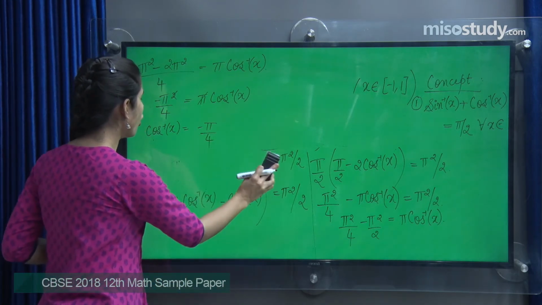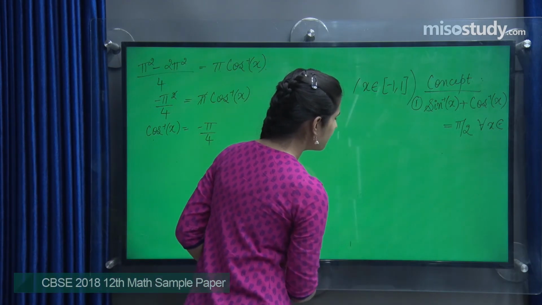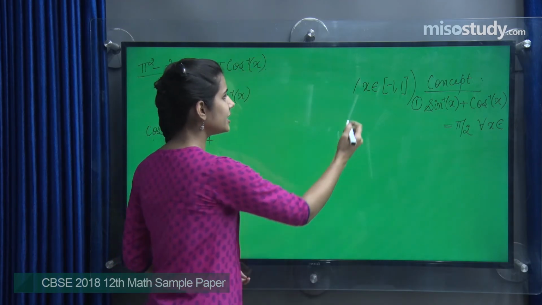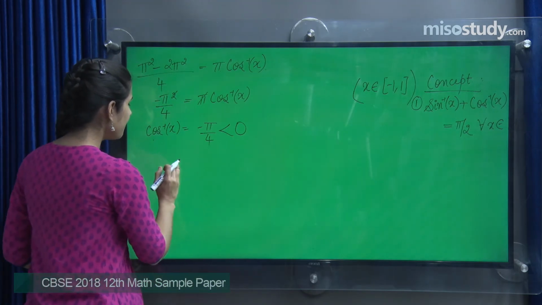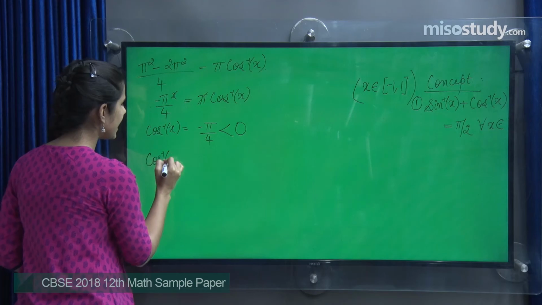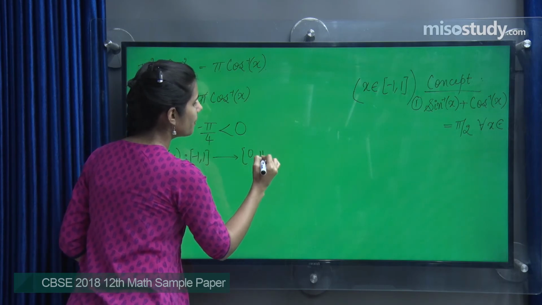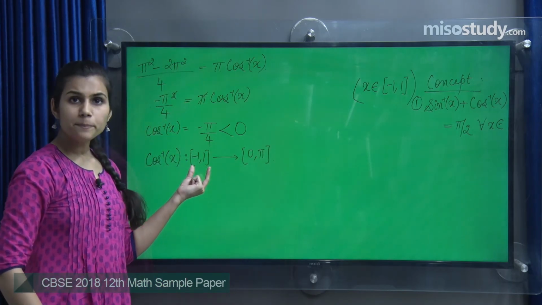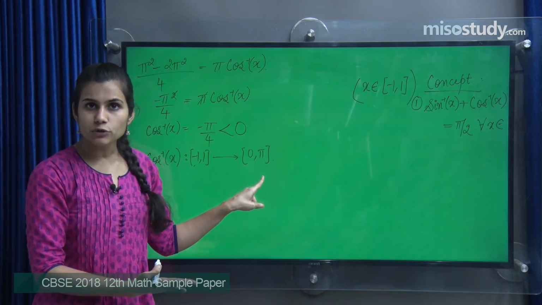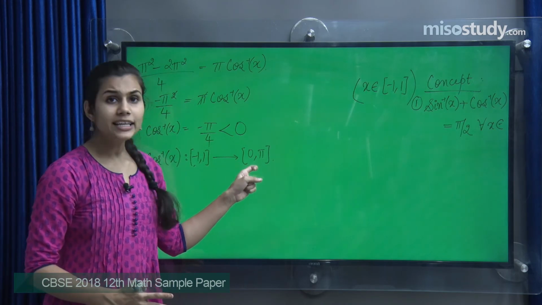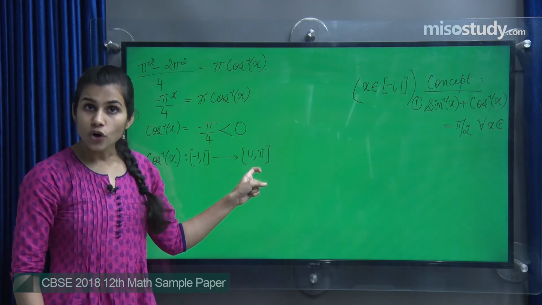What do you think is wrong over here? You are getting cos inverse x is equal to minus pi by 4. That means you're getting cos inverse x as a negative quantity. But we all know that cos inverse x is a function from [-1, 1] to [0, pi]. It accepts inputs from this interval and always sends them in this interval. That means the output produced by cos inverse is always greater than or equal to 0 and less than or equal to pi. It is never negative, it is always non-negative.